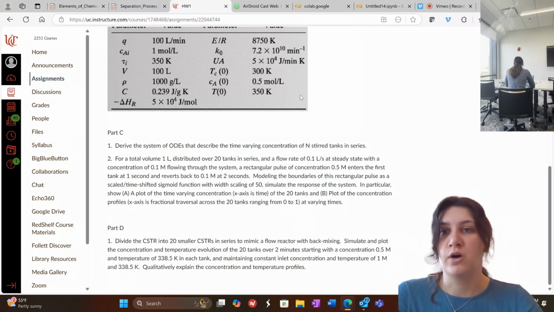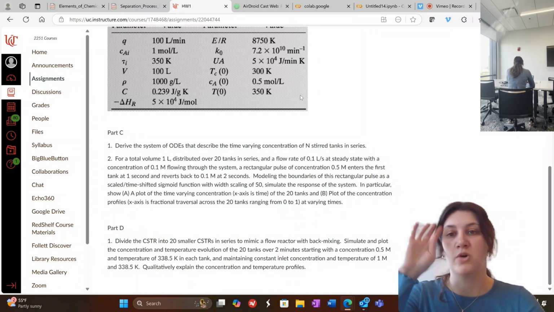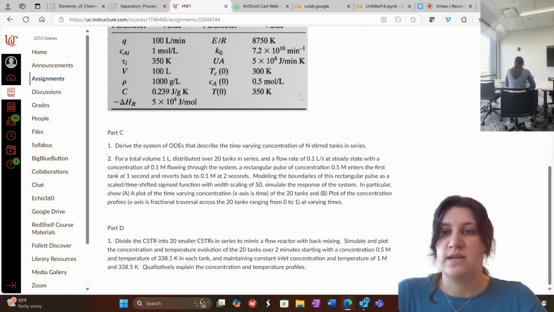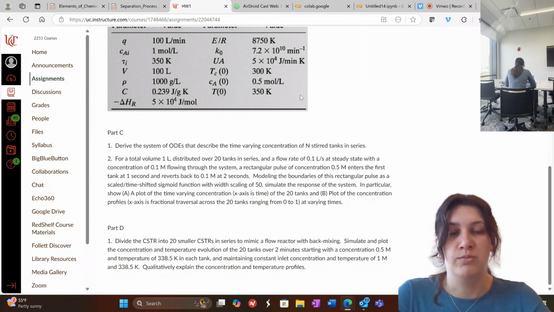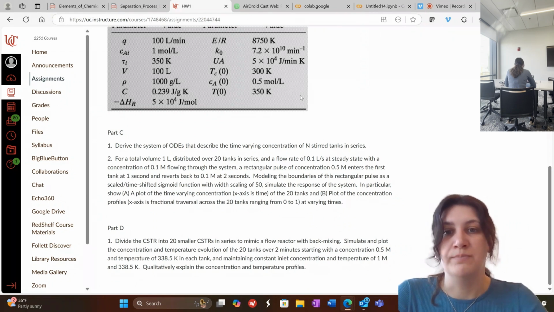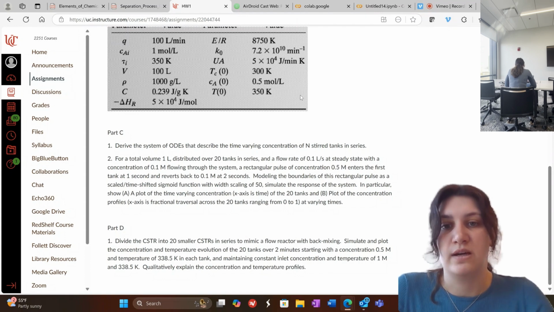We are ready to move on to question 2 of Part C. This states that for a total volume 1 liter distributed over 20 tanks in series in a flow rate of 0.1 liters per second at steady state with a concentration of 0.1 m flowing through the system, a rectangular pulse of concentration 0.5 m enters the first tank at 1 second and reverts back to 0.1 m at 2 seconds.